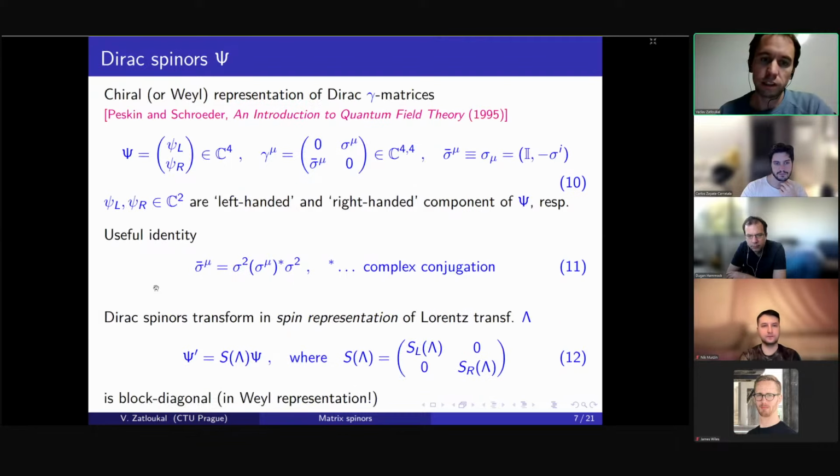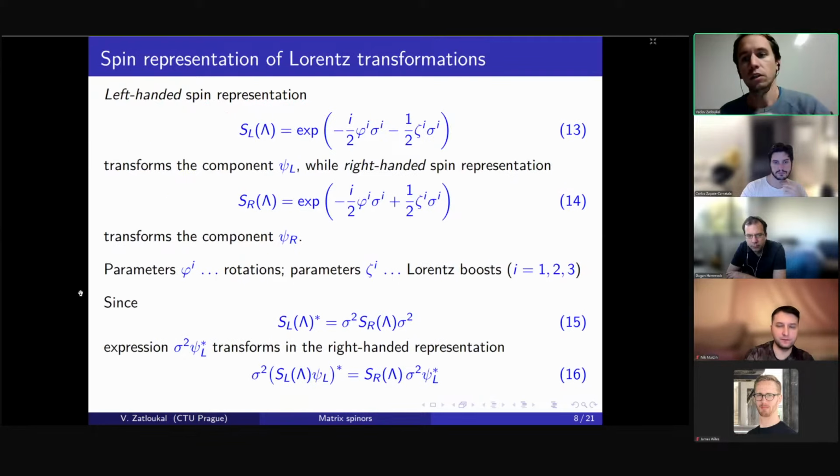Due to this identity 11, we can basically go from the left to the right-handed representation of the Lorentz group. One can also see that if one takes the left-handed spinor, the psi L, so the left-handed component, and forms this kind of strange object, a complex conjugation and pre-multiplication by sigma 2, then this will transform in the right-handed representation. This will turn out quite important for our correspondence between matrix spinors and Dirac spinors.